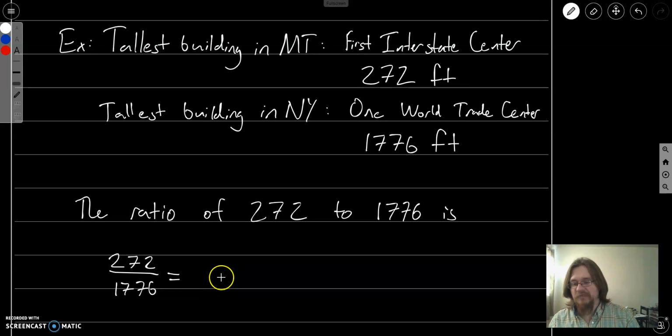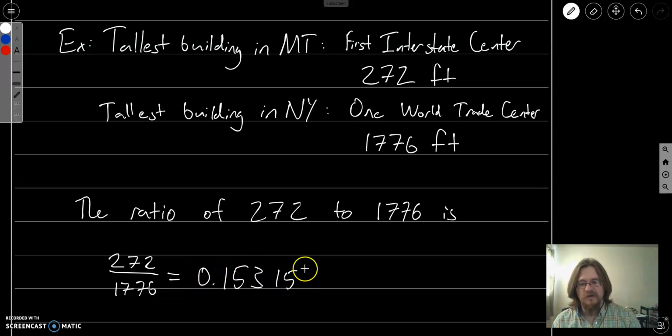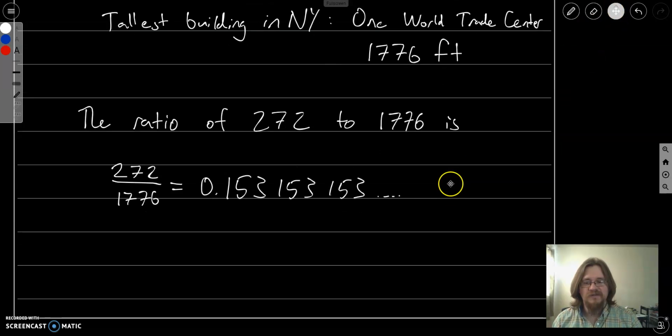Luckily, I did this ahead of time, and I found that this was 0.153153153, and it kind of goes on forever. But when we look at this number, we can see that we don't really need all of the numbers. What's most important is the numbers closer to the front. So rather than writing down infinitely many 1s, 5s, and 3s, we're just going to cut this off by rounding it.